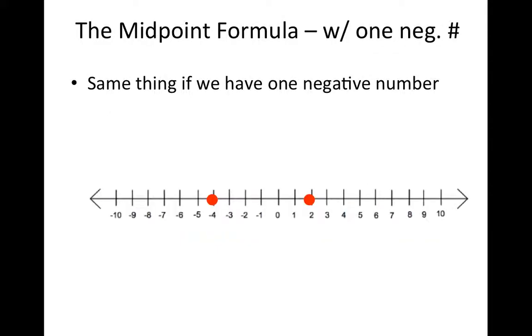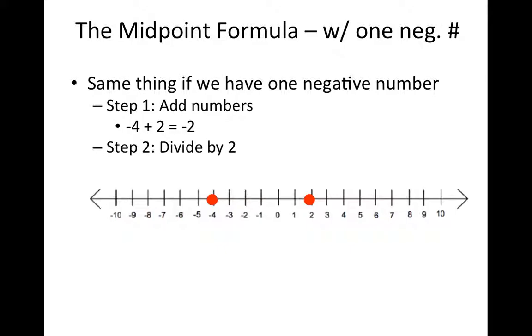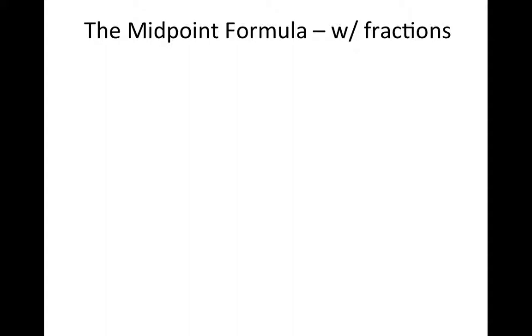I can do the same thing if I have only one negative number. So again, if I have -4 and 2, same process as always, add the numbers. In this case it would be -2, divide by 2, I get -1, so my midpoint of -4 and 2 is -1.